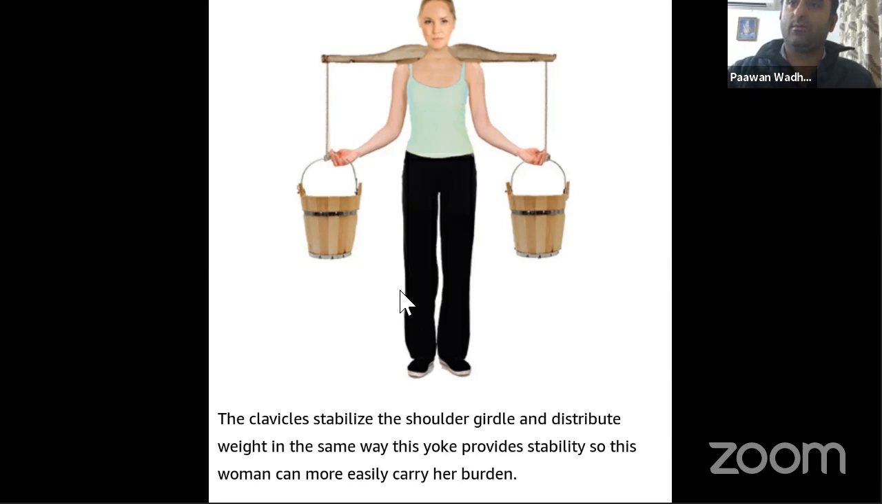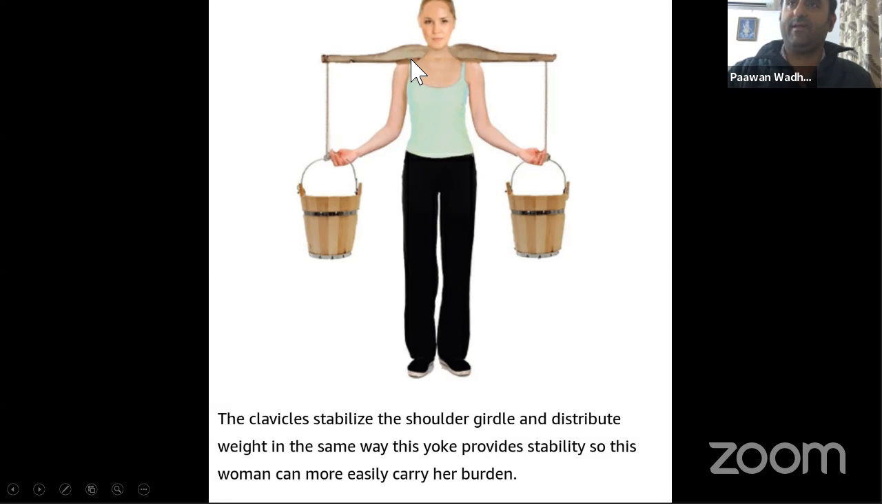Now see here, the clavicle stabilizes the shoulder girdle and distributes weight in the same way. This yoke, this is the yoke, provides stability so this woman can more easily carry her burden. So this stick is actually doing the work of the clavicle. The clavicle also does the same work; it carries our arms on the body, like this balance. The clavicle stabilizes the shoulder girdle and distributes weight in the same way.